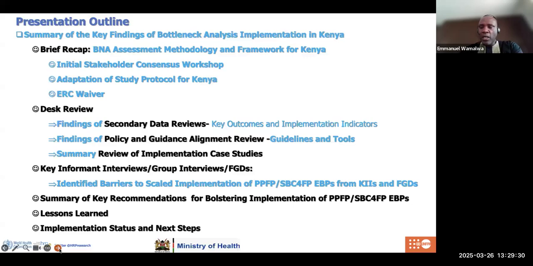For Kenya, we have also done quite a bit in terms of this bottlenecks analysis. Kenya selected two modules, that is the PPFP module and the SBC module. We did not select the task shifting module. This was done in consultation with the Ministry of Health and in-country stakeholders.